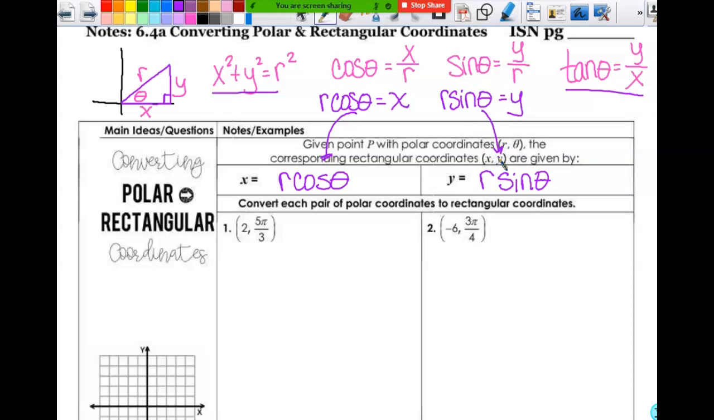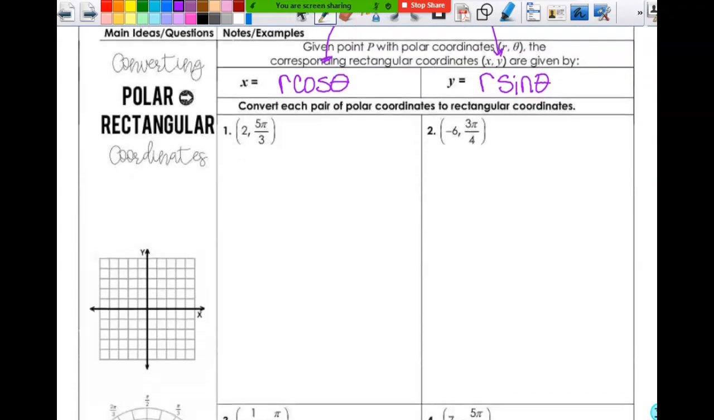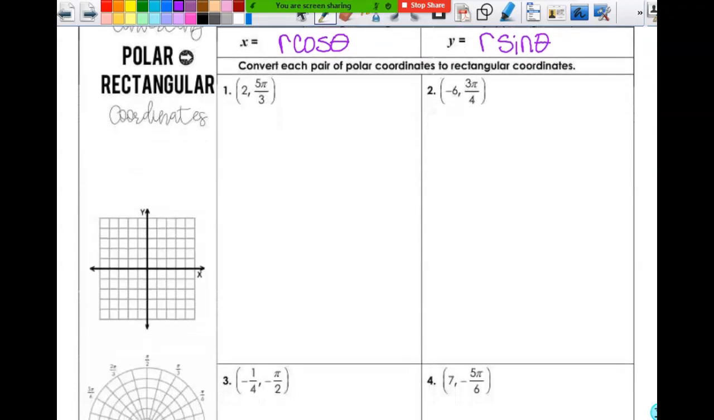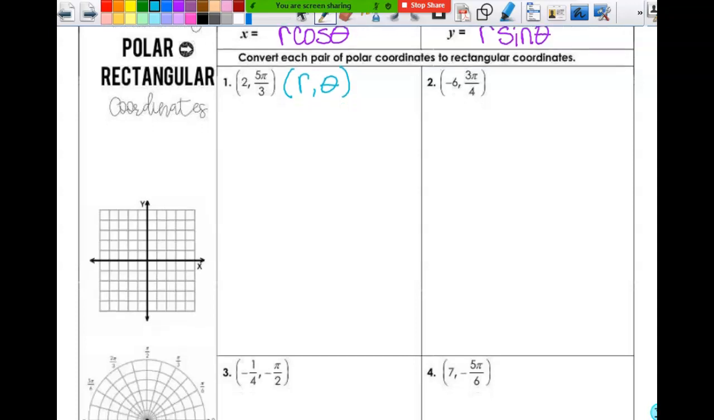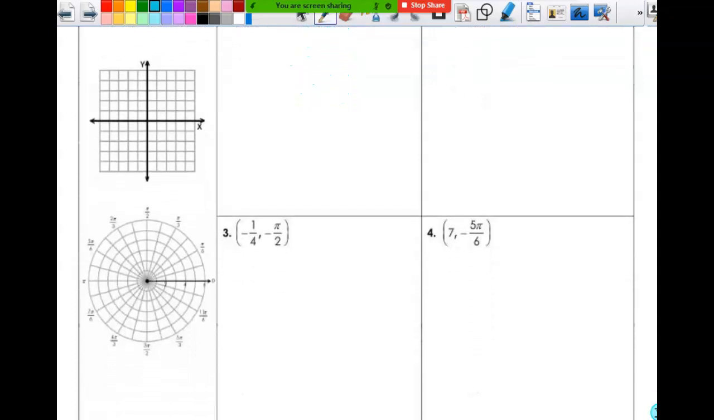So it says to convert each pair of polar coordinates to rectangular coordinates. So we are going to take this 2, 5 pi thirds, and this is currently in an r theta setup. Let's go ahead and plot that point on that little polar coordinate that we have. So 2, 5 pi thirds. So when my angle is 5 pi thirds, my radius is 2.